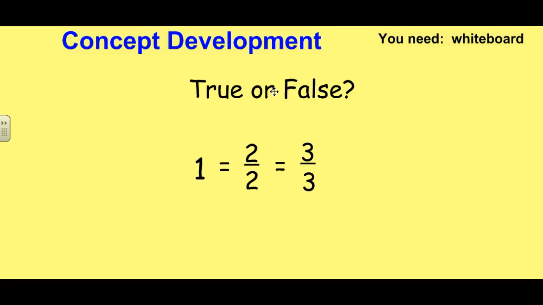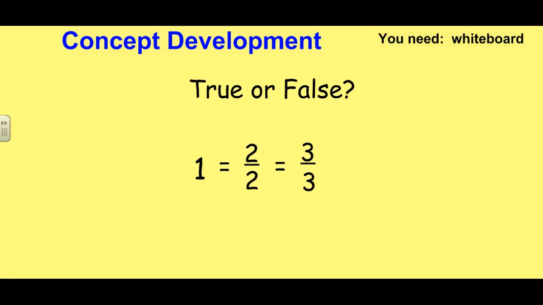Okay, so I want you to look at this and I want you to write on your paper if this is true or false. Because it says 1 is equal to 2/2 and equal to 3/3. So what this is saying is all of these are all equal to the other one. So on your paper, I want you to put if that is true or if that is false. Okay, if you put true, you are correct.